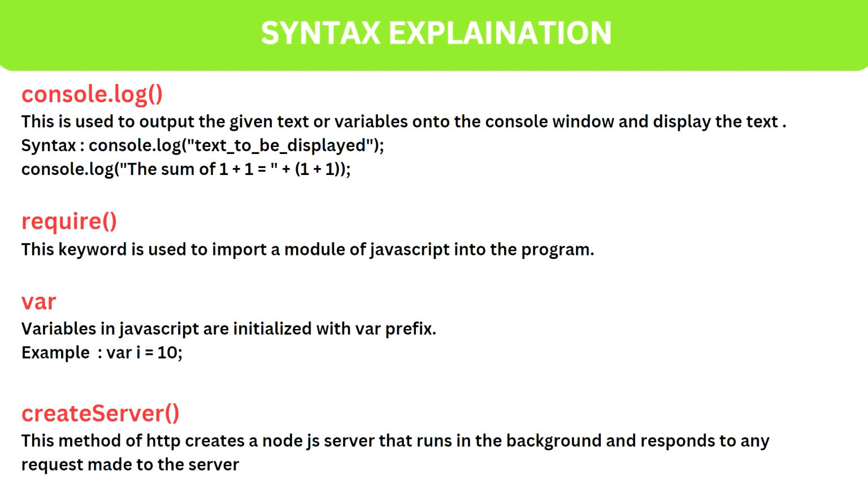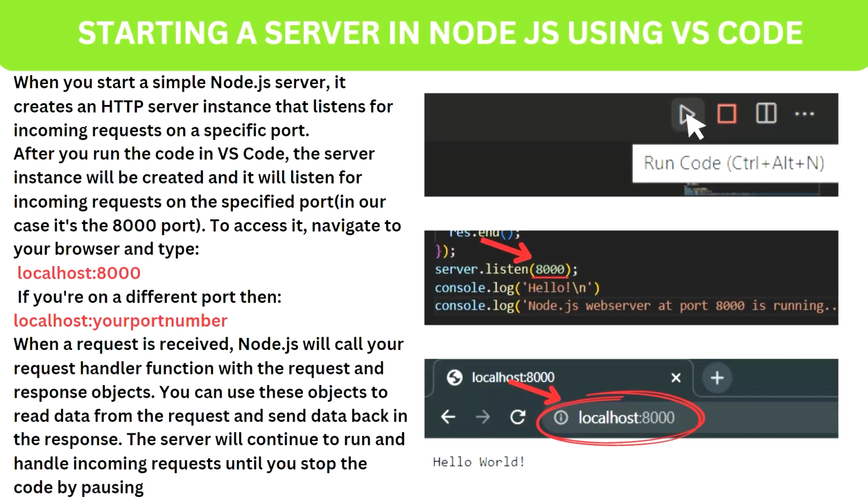Next we have var, which is used for variables in JavaScript, which are initialized with the var prefix. For example, we have var i is equal to 10, where i is a variable. Create server. This method of HTTP creates a Node.js server that runs in the background and responds to any request made to the server. We shall move on to the next slide and look into starting a server in Node.js using VS Code.